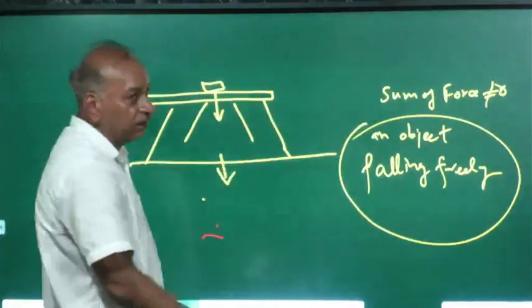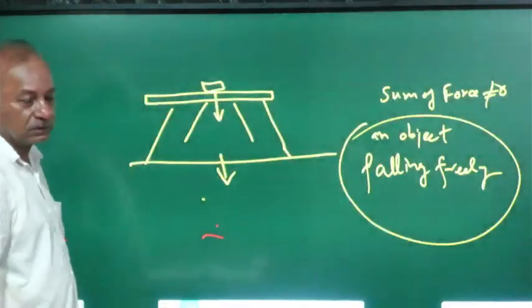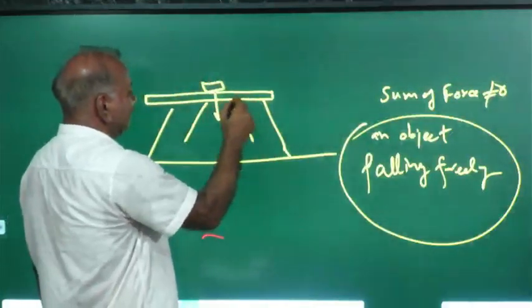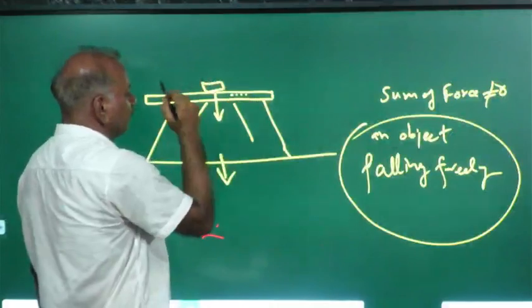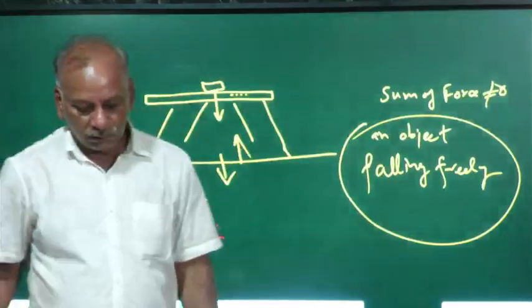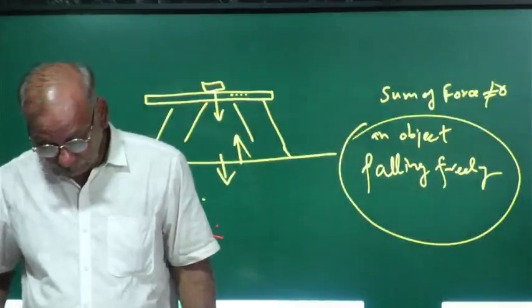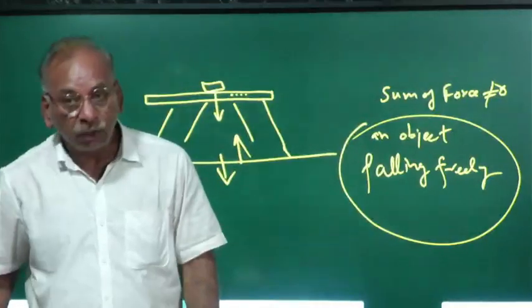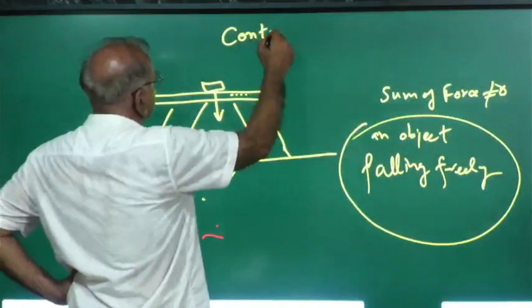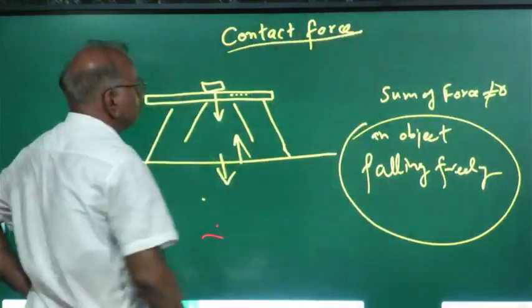There is also gravitational force being applied on the book. Then why is it not falling? Because this surface, this floor, and on this book, the top of the table, is applying an equal and opposite contact force. Right?